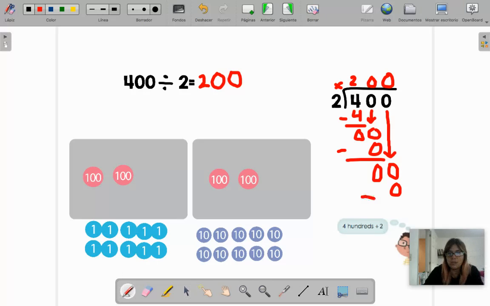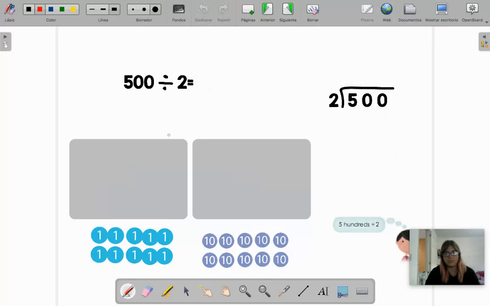We subtract again. 0 minus 0, 0. And do we have another number that we have to bring down? No, that means we are done. So do you see we got 200 here, 200 here. Okay, we got the same answer. So let's go to the next one.